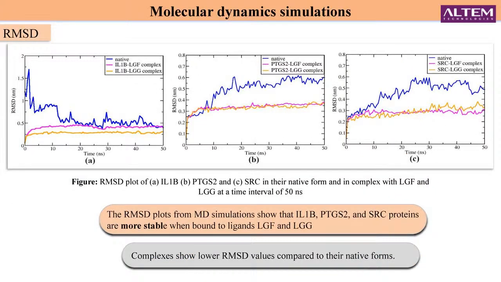Then we went ahead with the molecular dynamics simulation, and these are the results of the RMSD. You can see that the RMSD plots from MD simulation show that the IL-1B, PTGS2, and SRC proteins are more stable when bound to the ligands, the LGF and LGG.